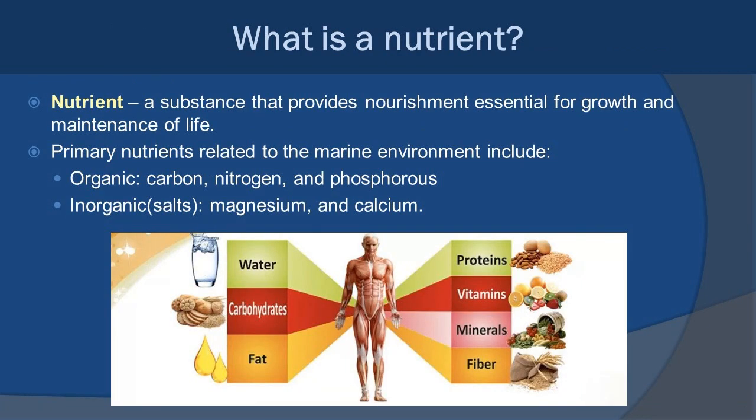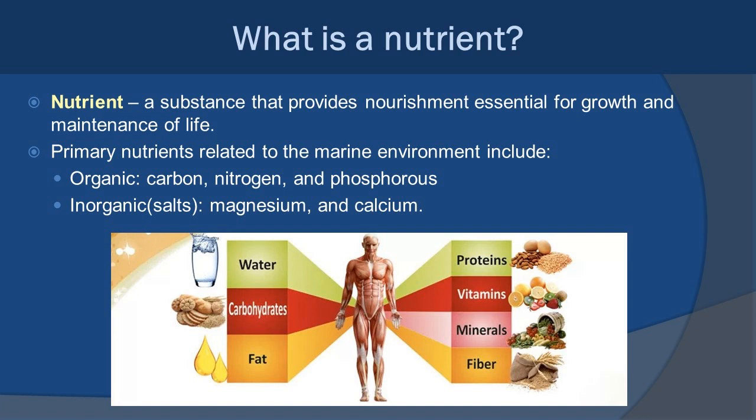Okay, now on to nutrients. What is a nutrient? So generally speaking, we say it's a substance that provides nourishment essential for growth and maintenance of life. Now, being a human being growing up in our society, you've probably heard you need plenty of water, you need proteins and vitamins and minerals and fiber and carbohydrates, fats, everything. All of those are considered nutrients in a manner of speaking, and you need them to be able to grow properly. Well, the same thing goes for pretty much every other life form on the planet. They need a certain amount of nutrients, whether it's a plant or an animal.